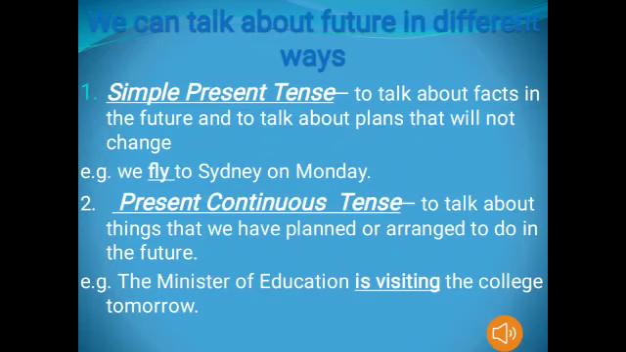Generally we use will or shall in the simple future tense, but still there are some other ways in which we can talk about the future. Now look at this slide. We can talk about the future in different ways. Number 1. Simple present tense. Simple present tense is used to talk about facts in the future and to talk about plans that will not change, means the plans that are fixed, programs that cannot be changed.